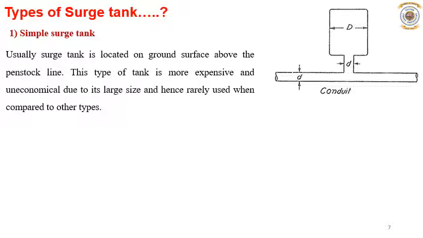Okay, or which will flow rapidly to the powerhouse under some circumstances, where a suitable site for its location is not available. Then the height of the tank should be increased with the help of some support. Okay, so then the second one is the inclined surge tank.